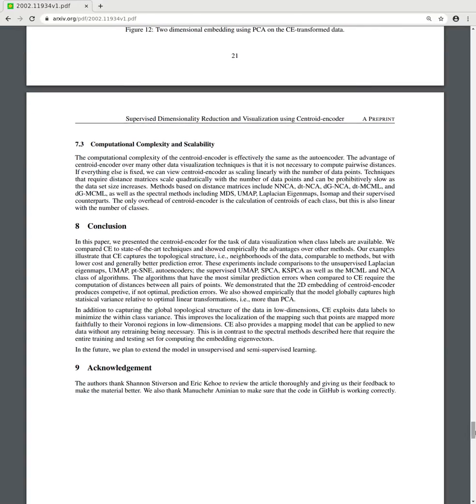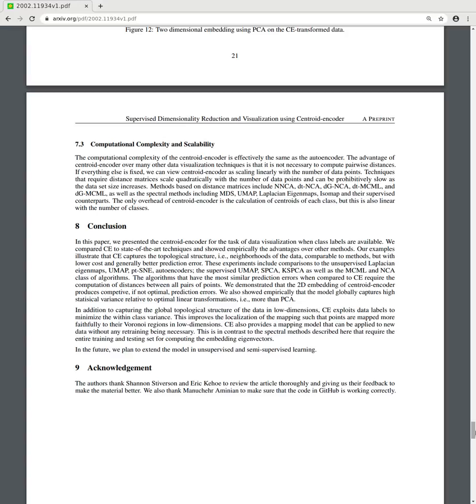Conclusion. In this paper, we presented the Centroid-encoder for the task of data visualization when class labels are available. We compared the Centroid-encoder to state-of-the-art techniques and showed empirically the advantage over other methods. Our examples illustrate that Centroid-encoder captures the topological structure, that is, neighborhoods of the data, comparable to other methods, but with lower cost and generally better prediction error.